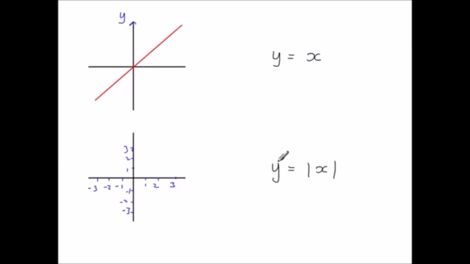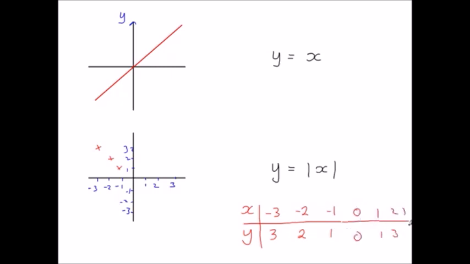So when x is equal to -3, the modulus of -3 is +3. So x is -3, y is +3. When x is -2, y is +2. So x is -2, y is +2, x is -1, y is 1, and then 0, 0, and then you've got 1, 1, 2, 2, 3, 3.